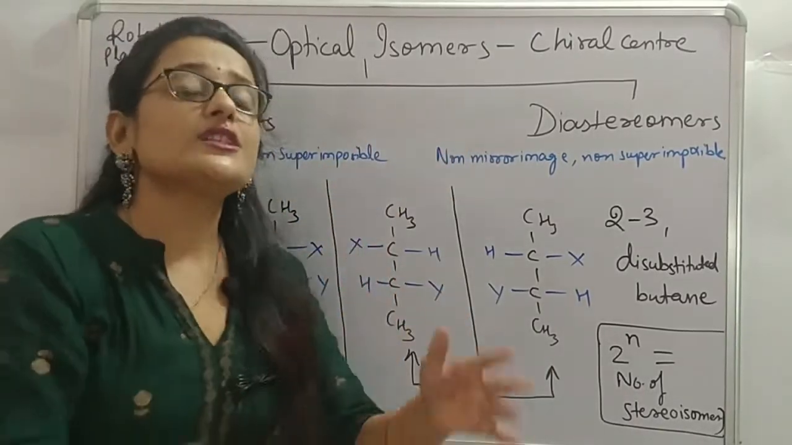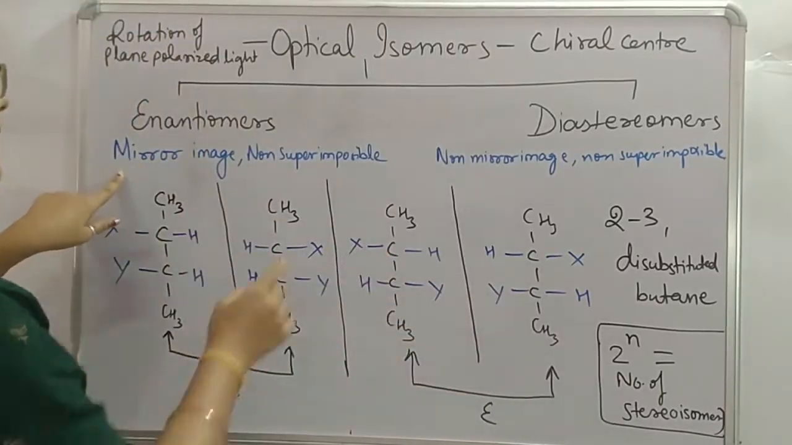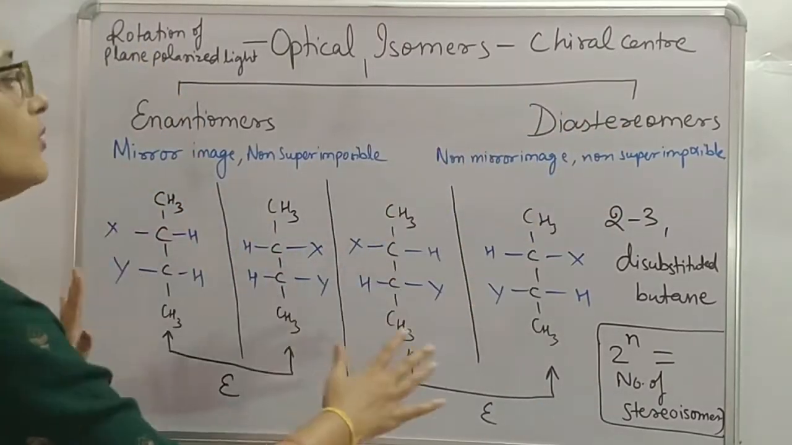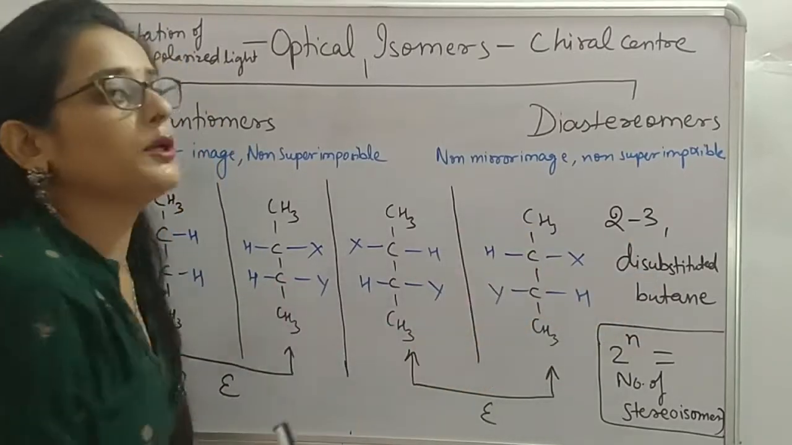Diastereomers are the compounds which are non-mirror images and non-superimposable. Enantiomers are mirror images, non-superimposable. Diastereomers are non-mirror, non-superimposable. Let's see one example. Let's take one example of 2,3-disubstituted butane.